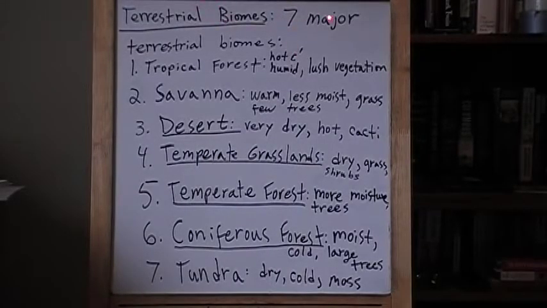There's 7 major terrestrial biomes. So these are ranged roughly from the equator, north and south of the equator. And the first one is the tropical forest. It's at the equator, and it's characterized by being hot and humid and having lush vegetation and a lot of biodiversity. Then going further north and south, you have savanna. This is warm, not as hot as the tropical forest, but warm, less moist, and has a lot of grass but few trees.